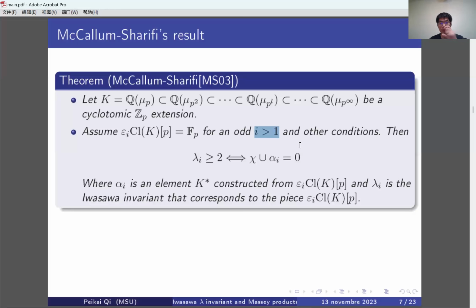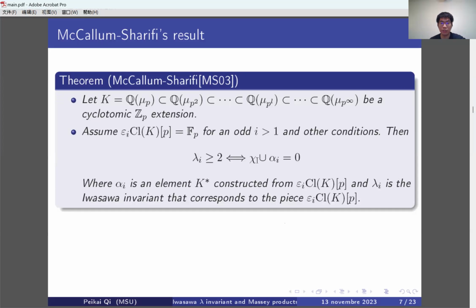We fix one piece, and you have some other conditions. Then for this piece, lambda_i is greater than or equal to 2 if and only if this cup product vanishes. Here, this alpha_i is one element constructed from the ideal. The class group is constructed from some ideal, and lambda_i is the invariant corresponding to that piece. So we can decompose the class group into a direct sum of pieces, and for each piece there is a lambda_i, and for that piece lambda_i is at least 2 if and only if some cup products vanish.